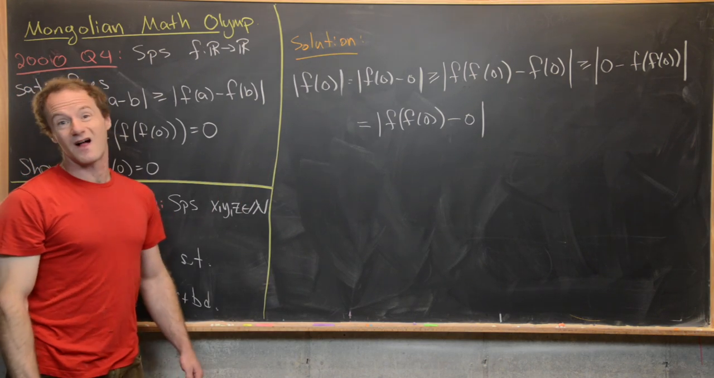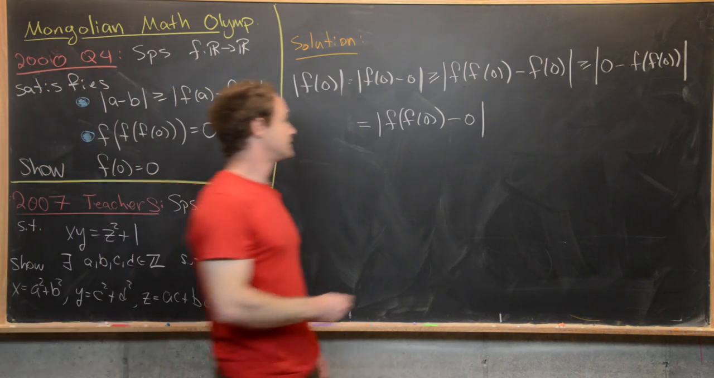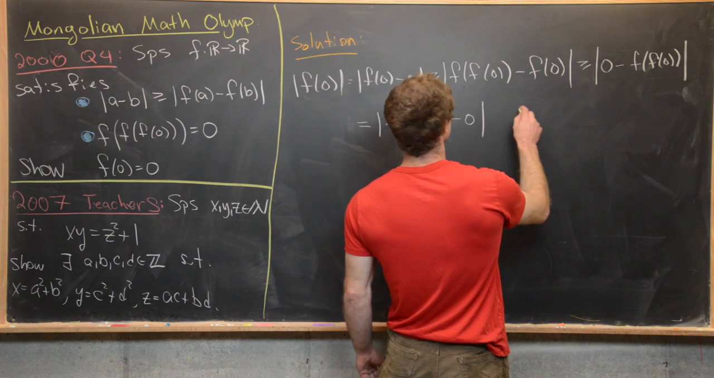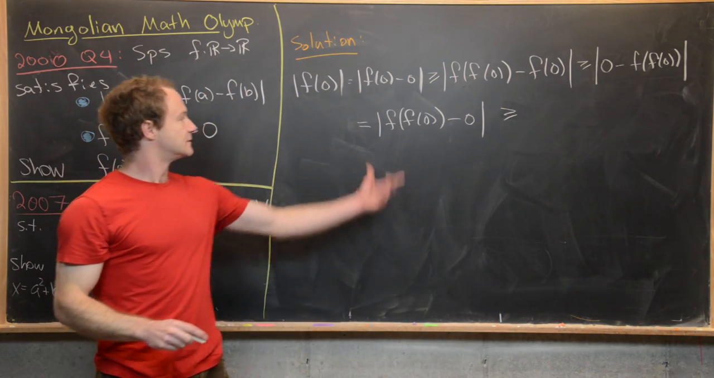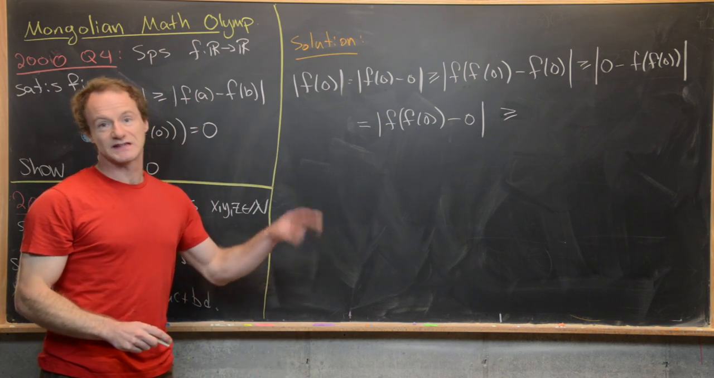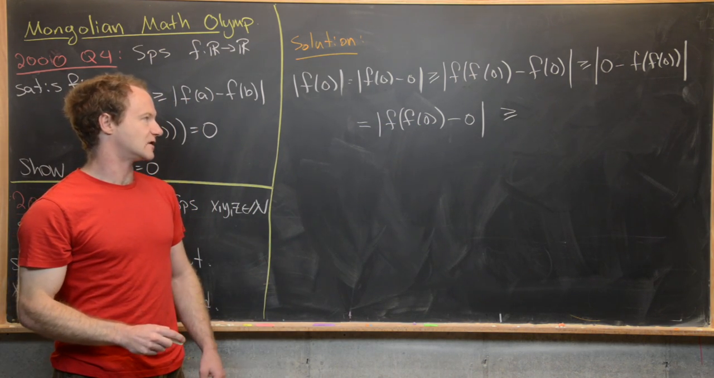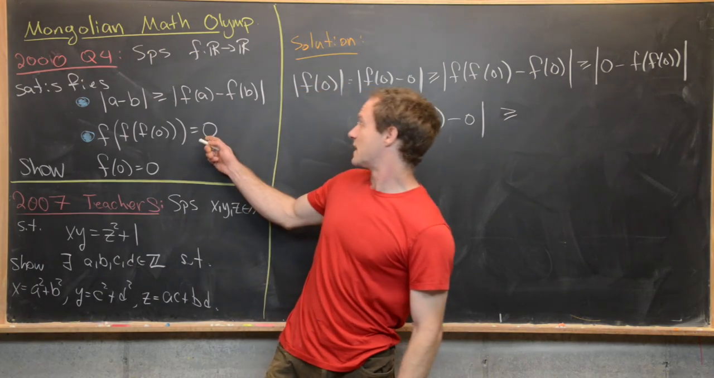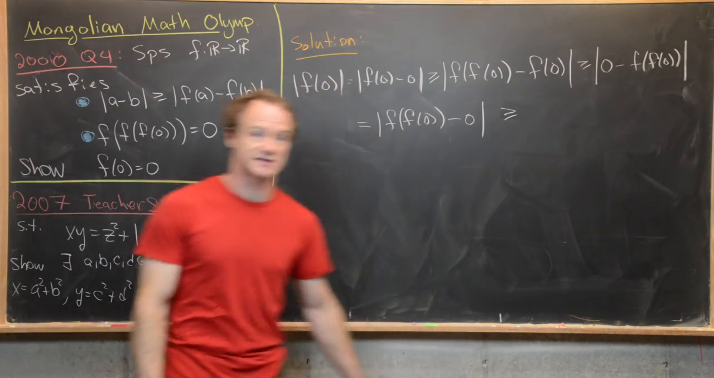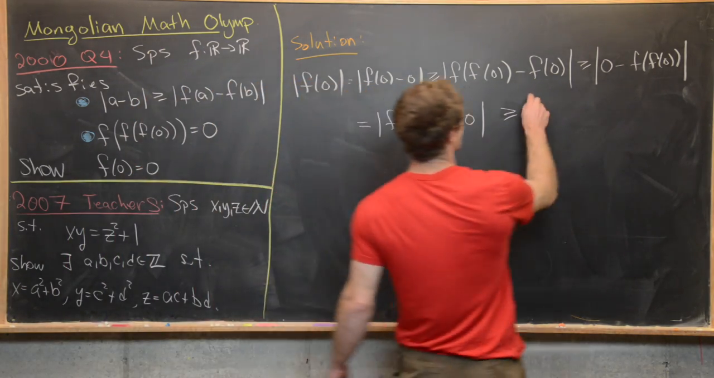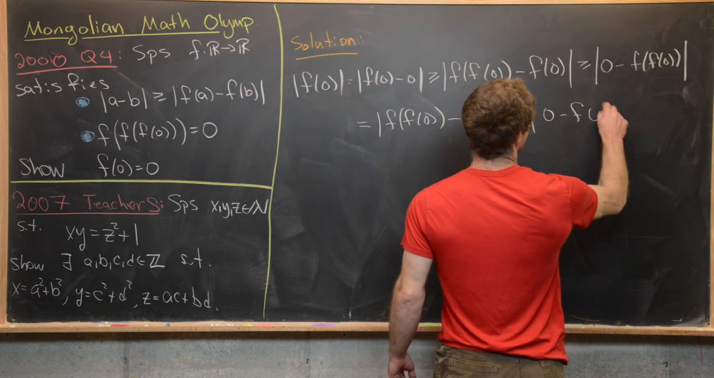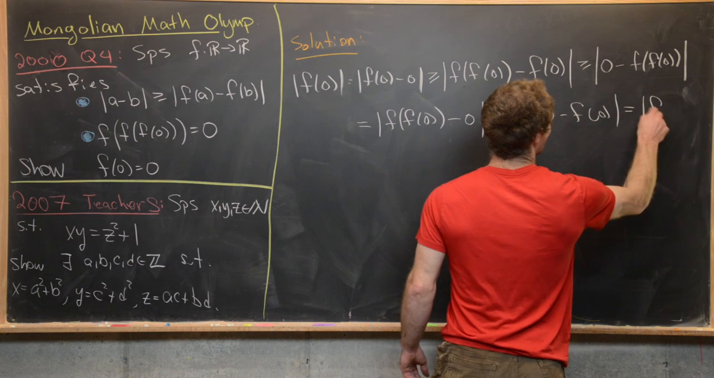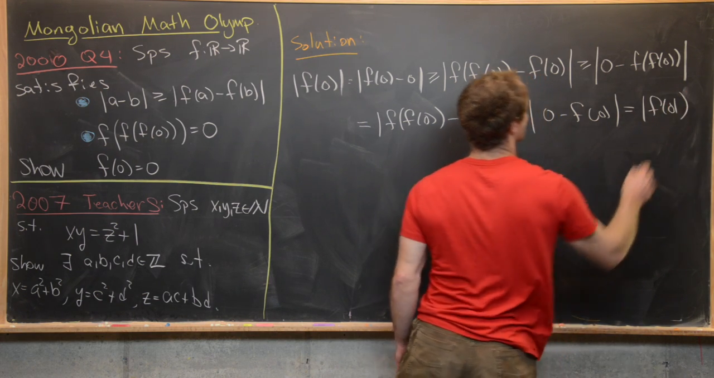Now let's apply f one more time. So let's see what that gives us. So we will have an inequality. So this is going to be bigger than or equal to. Applying f to this, we have this threefold application of our function to zero. But again, that's going to be equal to zero by our second tool. So we have this is going to be zero minus f of zero. But notice that's the absolute value of f of zero.